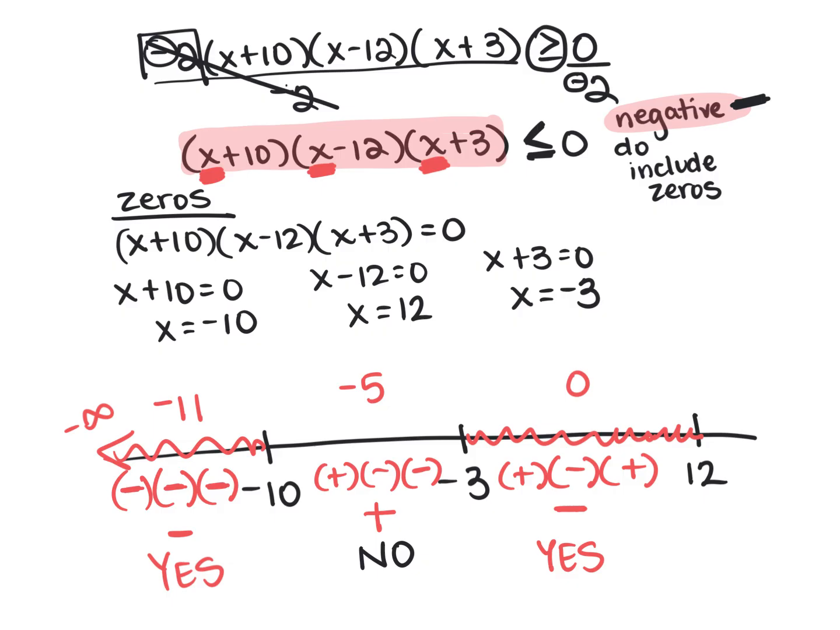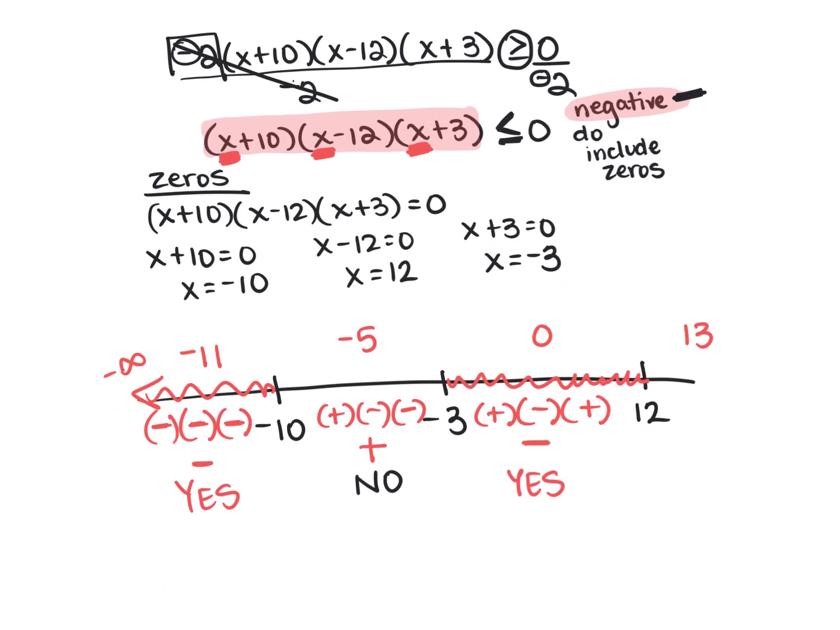And last but not least, we go bigger than 12, so let's do 13, and we're plugging these in up there in the underlined x's. So 13 plus 10 is positive, 13 minus 12 is also positive, and 13 plus 3 is also positive. So obviously that one is a positive set, and because we want the negative sets, this one is not in my solution set.